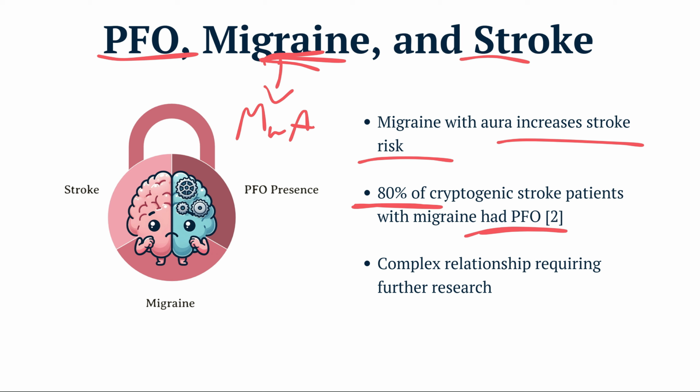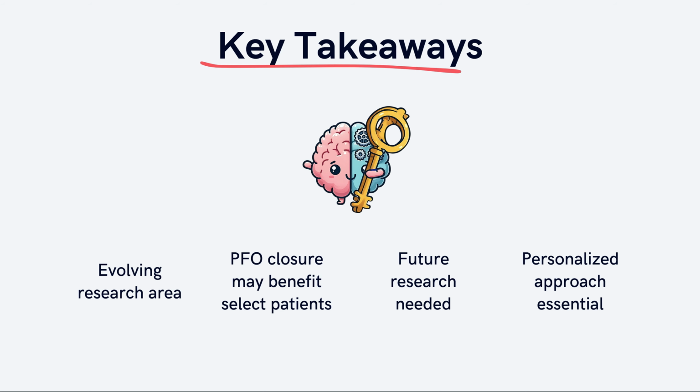And the complex relationship has important clinical implications. For instance, patients with migraine with aura and PFO might be at an exceptionally elevated risk of stroke, which could influence treatment decisions. However, more research is still needed to clarify these relationships and determine optimal treatment strategies. Now, the key takeaways. The relationship between patent foramen ovale and migraine is an evolving research area and has many unanswered questions. While there appears to be a strong association between PFO and migraine with aura, the exact mechanisms underlying this relationship are still being investigated.